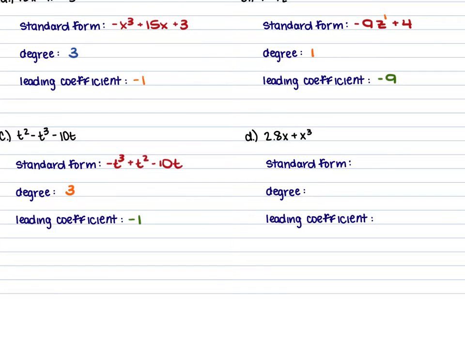For D, we have 2.8x plus x cubed. In standard form, this x cubed is going to go first. Then we're going to have that 2.8x that comes next. Your degree of this is the highest power, which is 3. And then your leading coefficient, that x cubed is your first term, so the coefficient or the number that's in front of the x is an invisible 1, so your leading coefficient is 1.